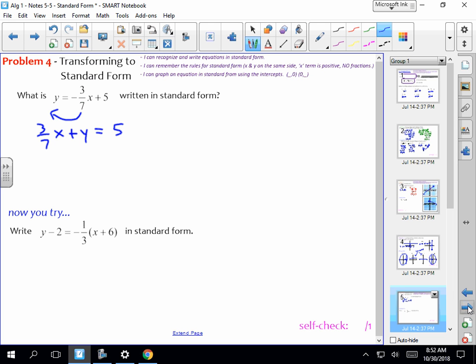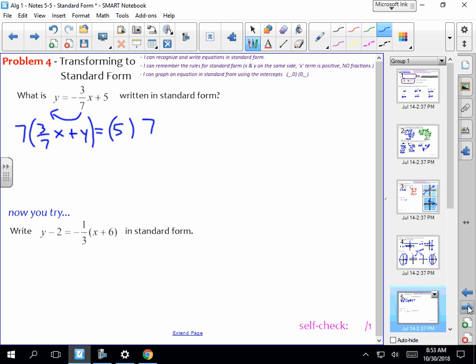It'd be nice to get rid of the 7. You could times it by something, yeah. And we could times it by whatever we want, as long as we multiply every term by that number. What I would do here is go ahead and multiply it by a positive 7. You do it on each side of the equation, just because we have to keep that balance.